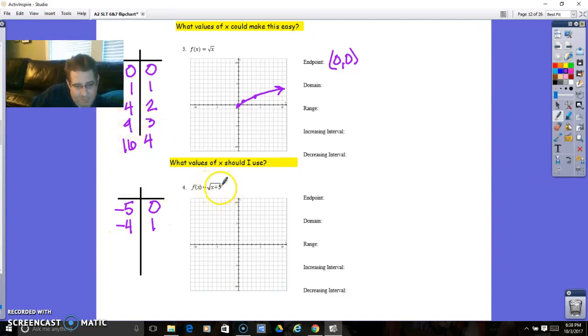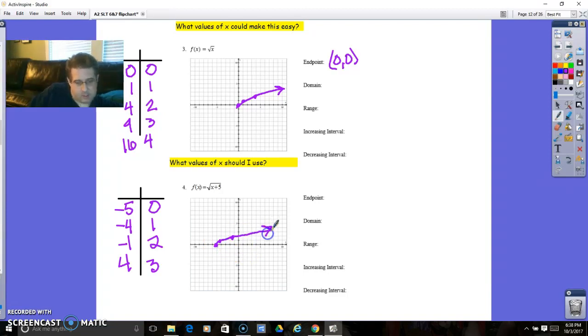What do I have to do to make it 4? It would have to be negative 1, and that would give me an answer of 2. To make it 9, it would have to be 4, which gives me an answer of 3. And then I can graph those points: negative 5, 0; negative 4, 1; negative 1, 2; and so forth.